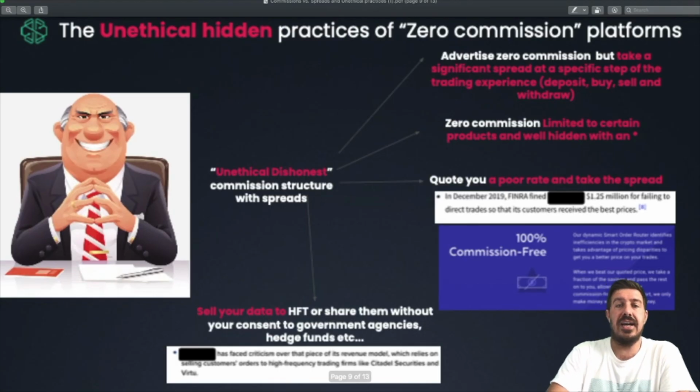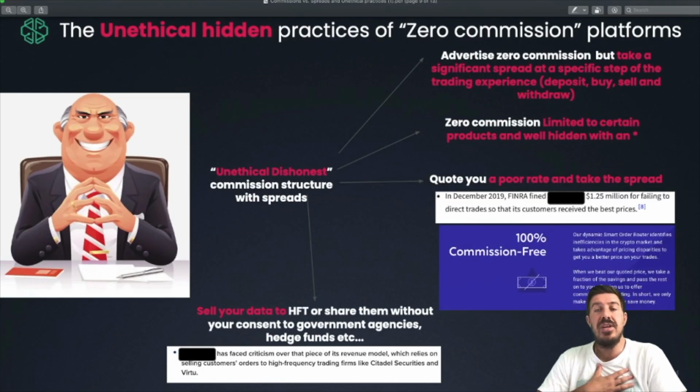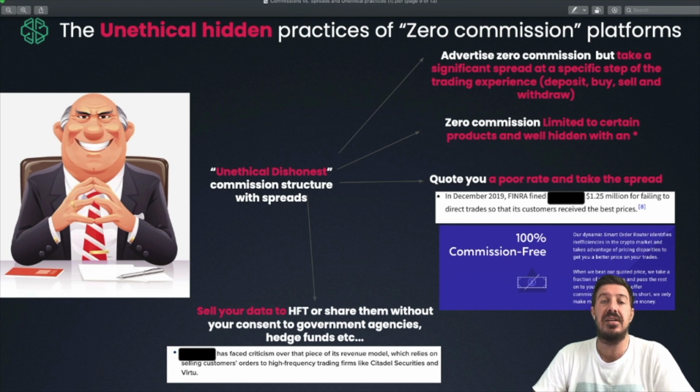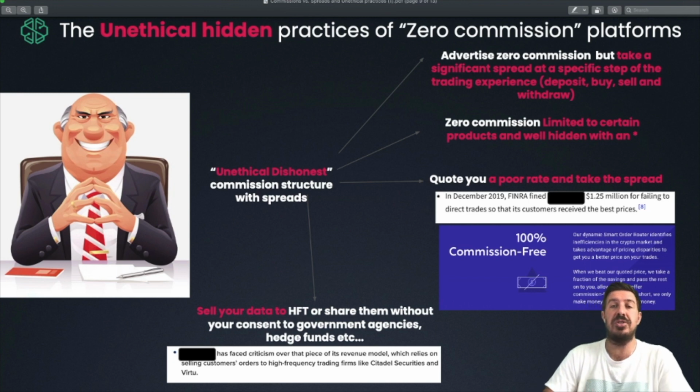Let's look at this, guys. This is something that really, really touches my heart and a big, big problem when it comes to zero commission platforms. You guys are being tricked. I was tricked until I met people who are more intelligent than myself that educated me, and then I dived deep into research, and this is what is happening when you're dealing with zero commission platforms.